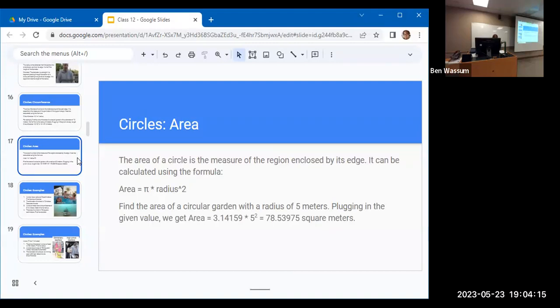And area. The area of a circle can be calculated using this funky looking formula. The area is pi multiplied by the radius squared, so pi r squared. For example, if you have a radius of 5 meters, you plug it in, 5 squared is 25. You multiply the 25 times 3 and change for pi, and you end up with 78 point big ugly thing square meters. Okay.